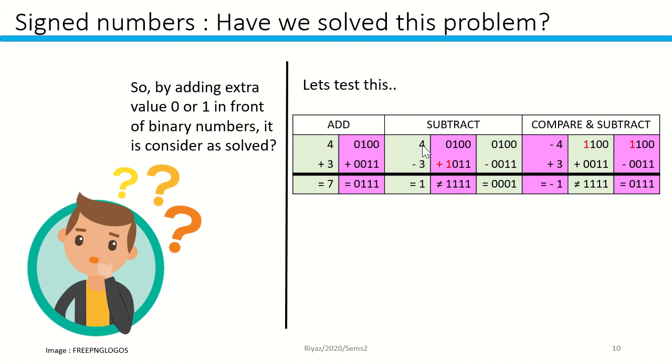How about subtraction, 4 minus 3? 4 is 0100. And how about 3? We just put a 1 in front and make it negative, and then we try to add it up. 0 plus 1 is 1, 0 plus 1 is 1, 1 plus 0 is 1, and 0 plus 1 is 1. Is it equal to 1? No. So how are we going to solve this?